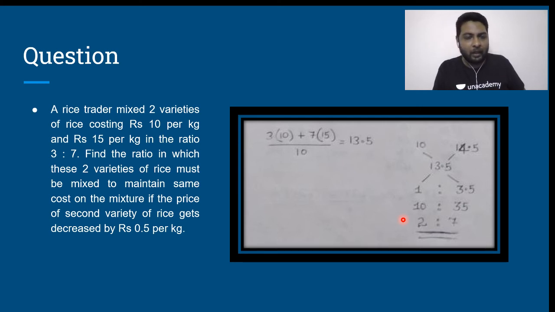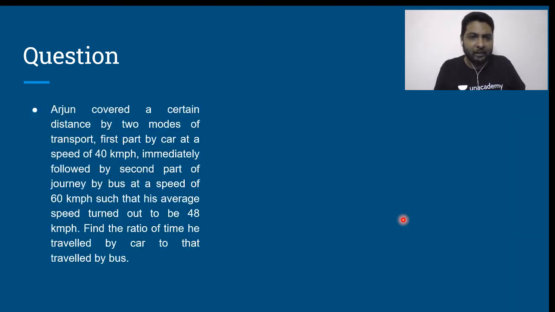Let us look at another couple of questions more to understand the concept of alligation. Or maybe just the last question, hopefully. Arjun covered a certain distance by two modes of transport. First part by car at a speed of 40 kilometers per hour, immediately followed by the second part of the journey by bus at a speed of 60 kilometers per hour, such that his average speed turned out to be 48 kilometers per hour. Find the ratio of time he travelled by car to that travelled by bus.